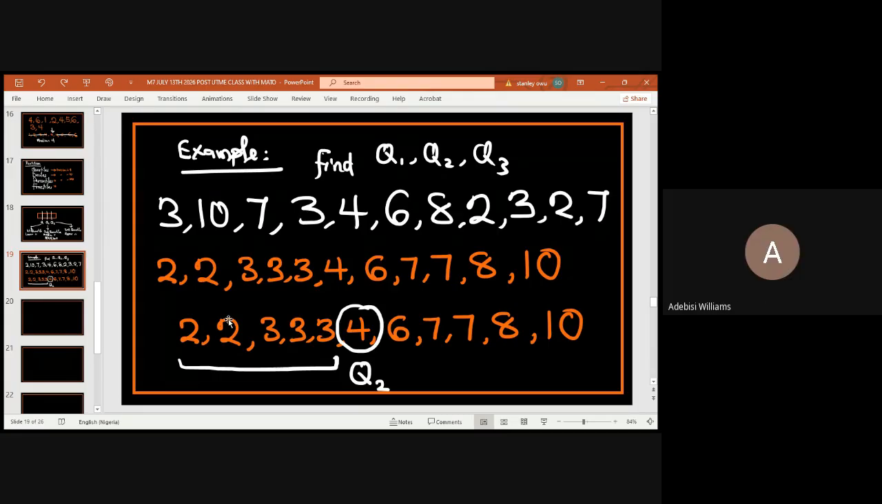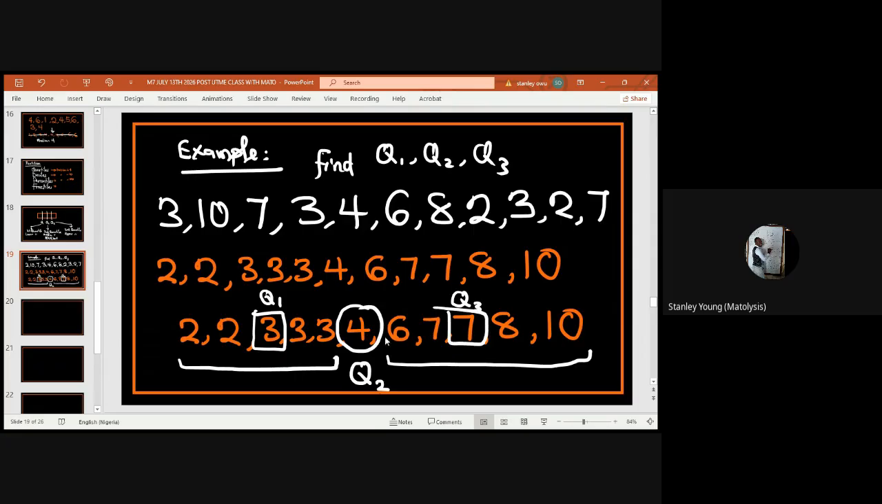3. That's correct. 3 is the middle here. That makes it our Q1. Then on the right-hand side, give me the middle number on the right-hand side. 7. That's correct. So that's our Q3. So which means for this particular figure, Q1 is 3, Q2 is 4, Q3 is what? 7.